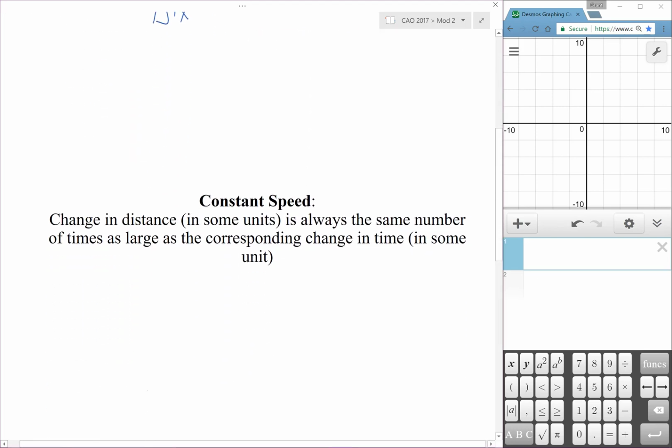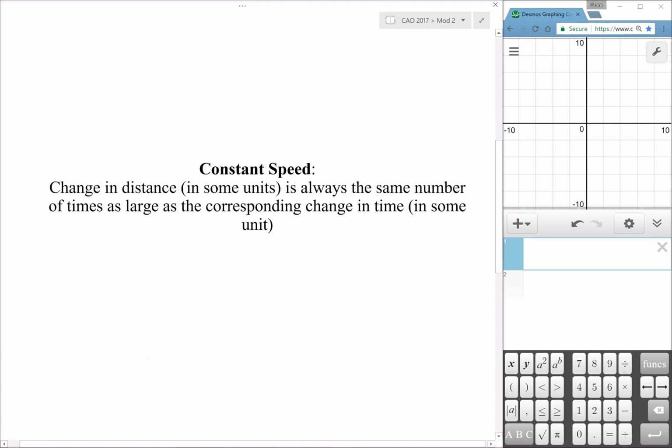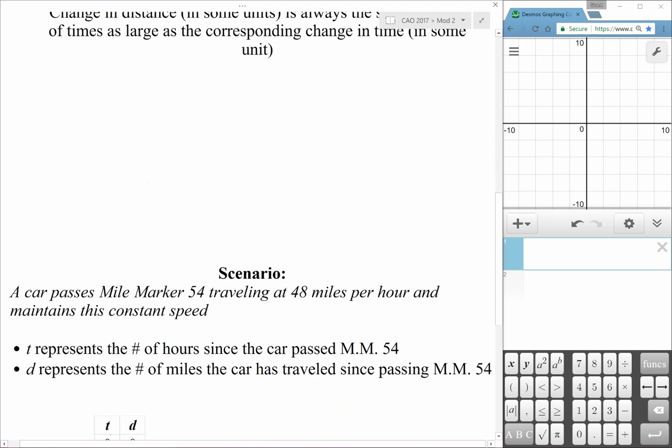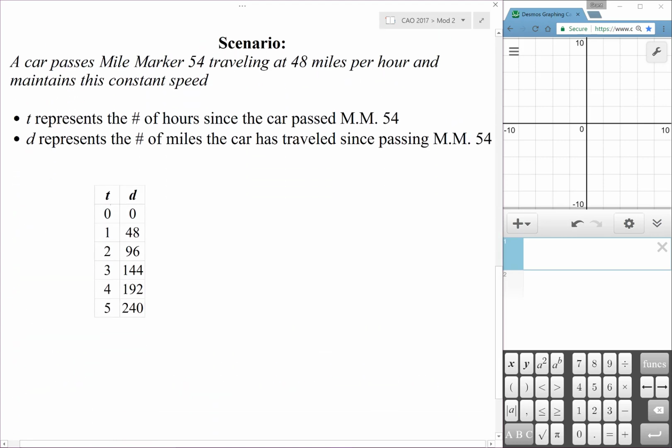So one common example of a constant rate of change relationship is the idea of constant speed. An object travels at a constant speed if the object's change in distance from some reference point is always the same number of times as large as the corresponding change in time from some reference time. So let's look at one example of this. Let's consider the following scenario.